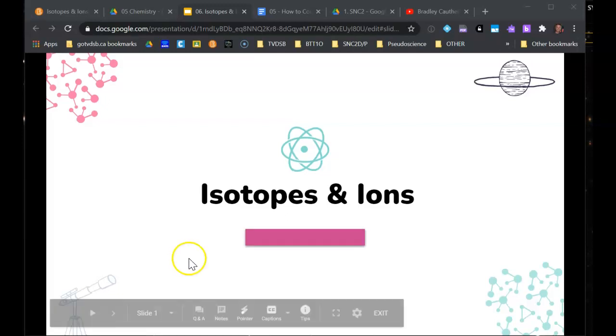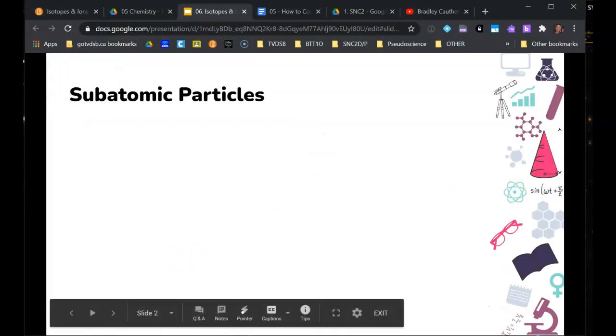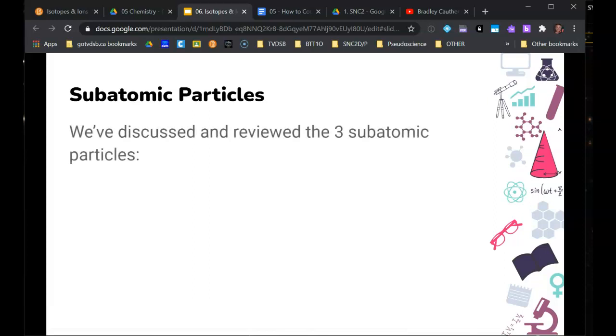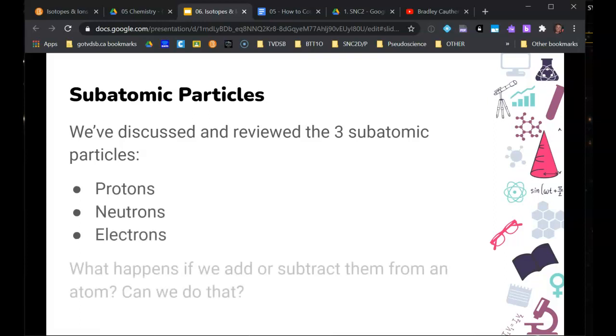Okay, so we're going to start off with talking about the subatomic particles again. We've already talked about and reviewed the three particles. We've got protons, neutrons, and electrons. So the question is, what happens if we add or subtract them from an atom? And can we even do it?